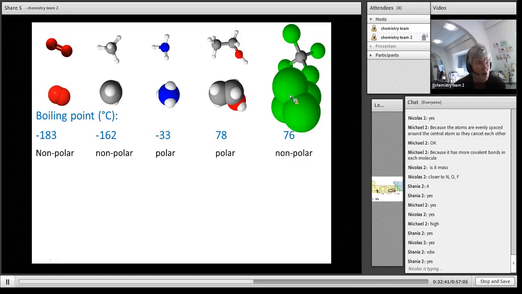Okay. What about, though, ethanol? Ethanol we know is polar, and it's got a similar boiling point. What sort of intermolecular forces do we find in ethanol? So VDW or VDW and H?